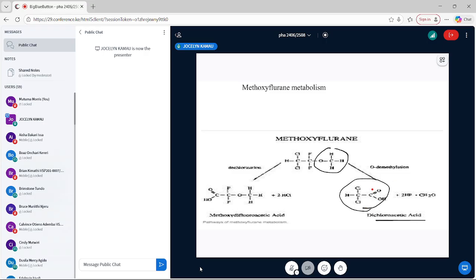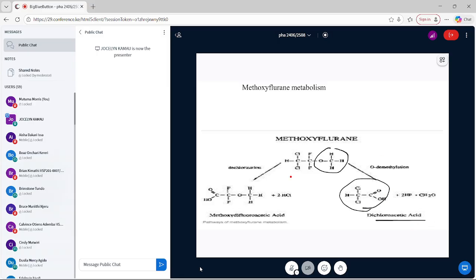As I have said, it is not just one, it's a bit complex, not just O-demethylation, but O-demethylation coupled with oxidation and dehalogenation. Anyway, even O-demethylation is an oxidative process. So the oxidative process also results in defluorination to give us that compound.